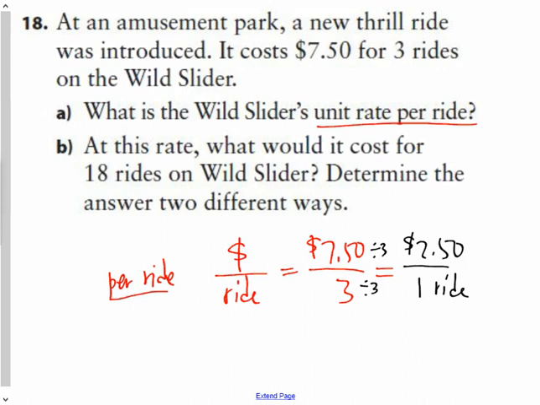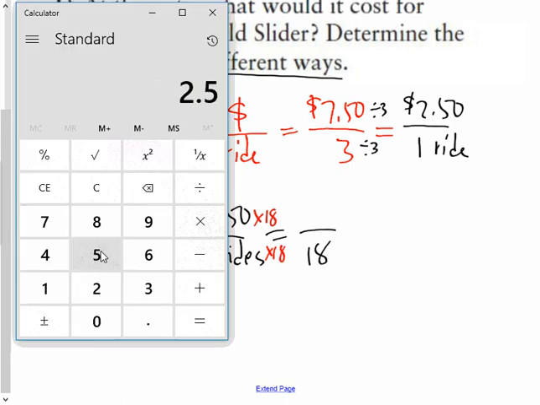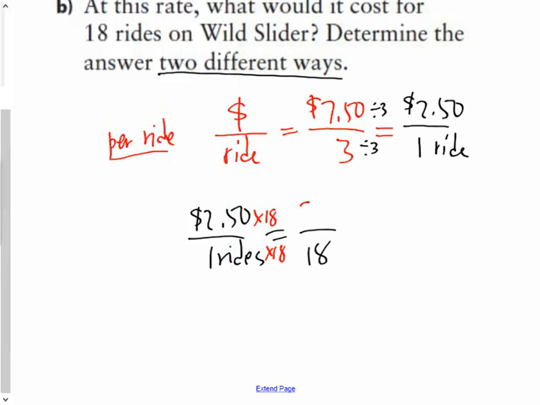At this rate, what would it cost for 18 rides? So it says determine using 2 different ways. So obviously the easiest one to do this would be to set it up as a proportion and put 18. What would be the easiest way? Multiply by 18. Use your multiplication method. And when you take $2.50 and you multiply it by 18 rides, the cost will be $45 to ride it 18 times.